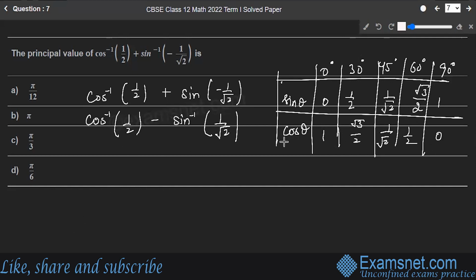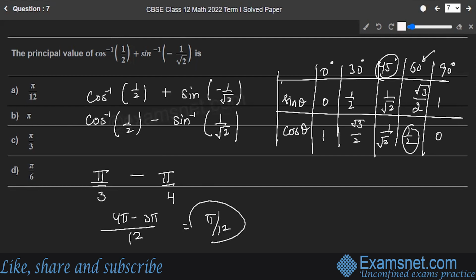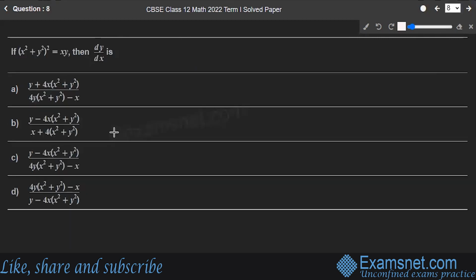Okay, so what is the value for cos inverse 1 by 2? That is equal to 60 degree, and 60 degree means pi by 3. Okay, minus sine inverse 1 by root 2. That is for 45 degree. That means this is equal to pi by 4. Correct? Pi by 3 minus pi by 4, this is equal to 4 pi minus 3 pi upon 12, which is pi by 12. This is the answer to the question. Hope you got that. And we have option A as the answer. Hope you understood this.